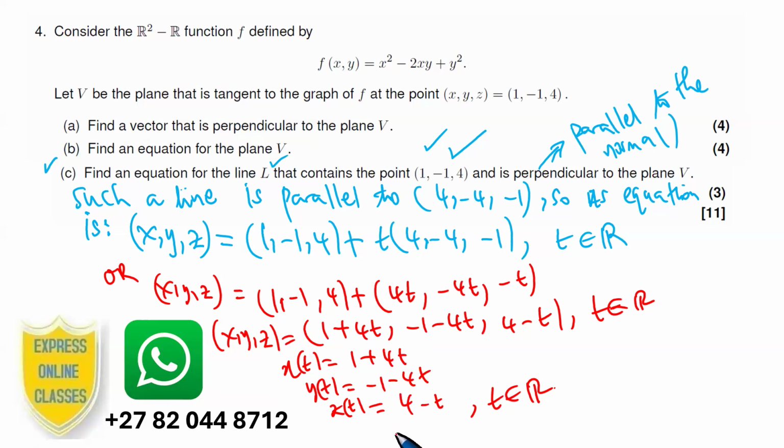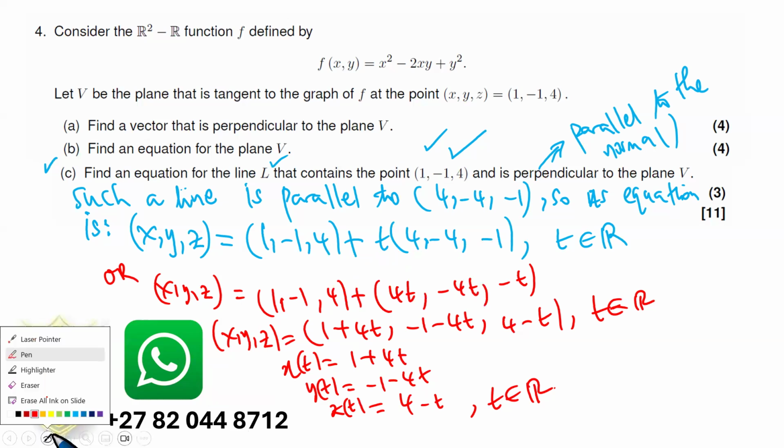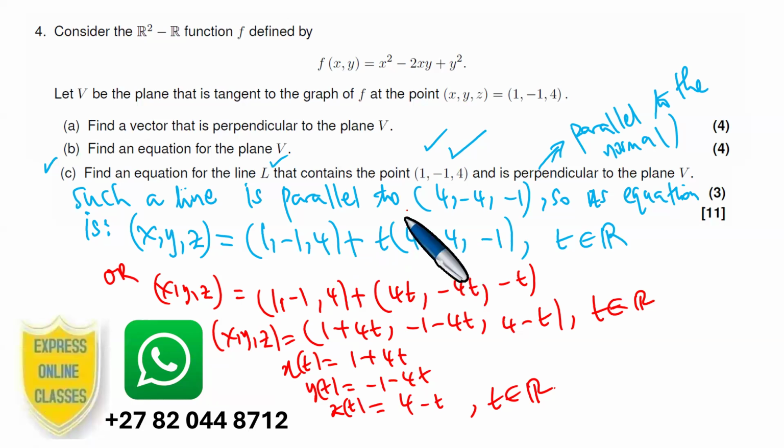Okay, so that is the equation for the line L. This equation of the line L contains the point (1, -1, 4). So you put the point here, plus the parameter t times the vector parallel to the line. This vector is a vector that is parallel to the line.